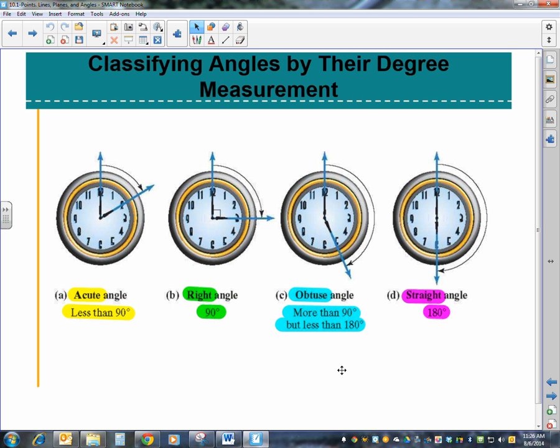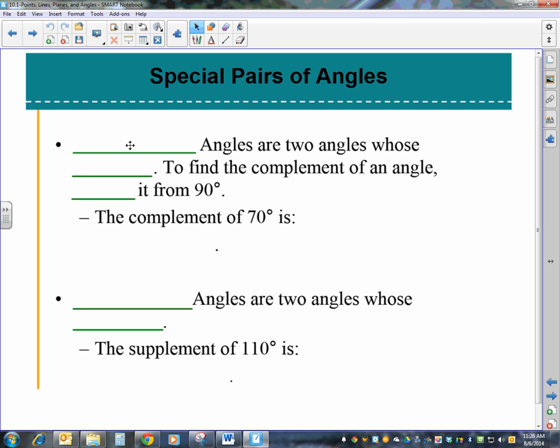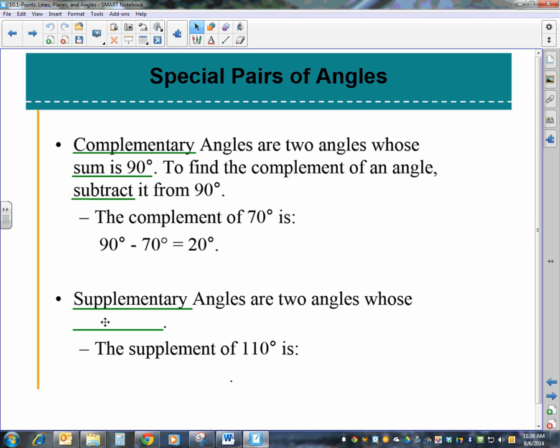All right, special pairs of angles that you have talked about in the past. We have complementary angles, two angles whose sum is 90 degrees. To find the complement of an angle, you're going to subtract it from 90. So if I ask you to find the complement of 70, then you're going to take 90 minus 70 and get 20 degrees. Remember, complementary is the sum of 90. The other kind we have is supplementary, and those are two angles whose sum is 180. Again, you would subtract it from 180, so to find the supplement of 110, you're going to do 180 minus 110, which is 70 degrees.